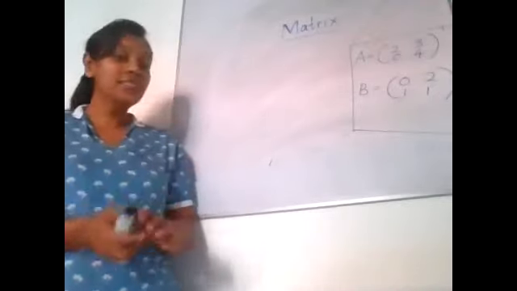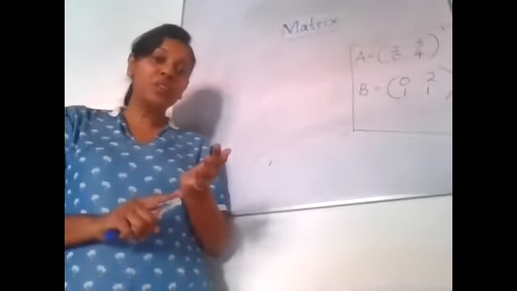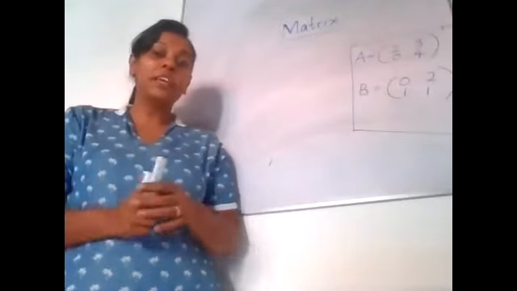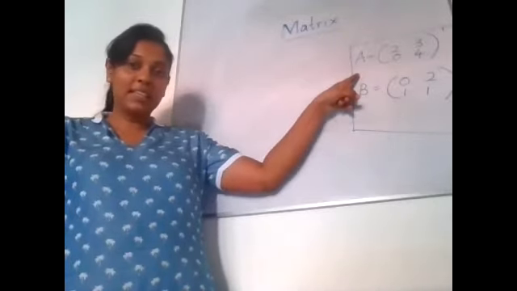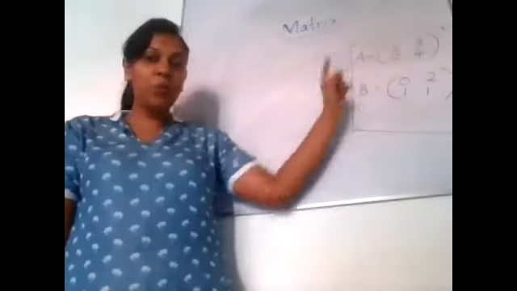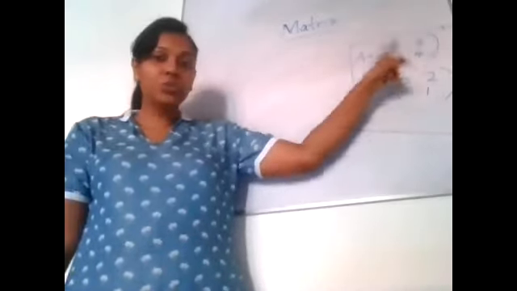Today we are going to learn about matrices, right? I'm going to do one addition of matrices, one subtraction of matrices, and one multiplication, right? These are my two matrices. My first matrix A is 2, 3, 0, 4, and my second matrix B is 0, 2, 1, 1, right?